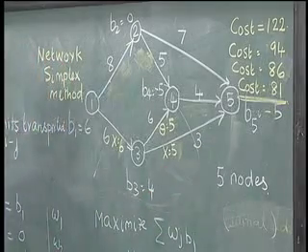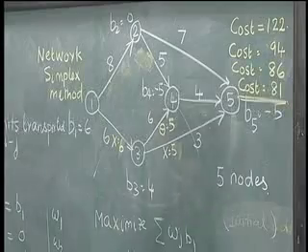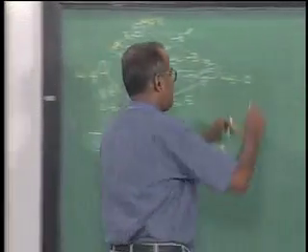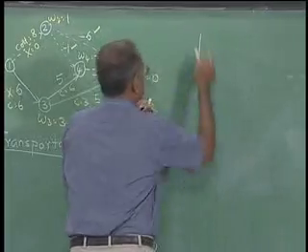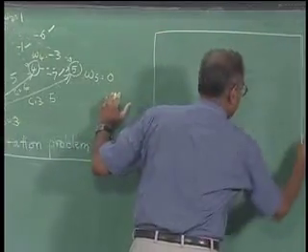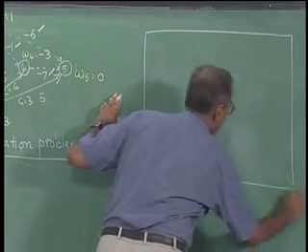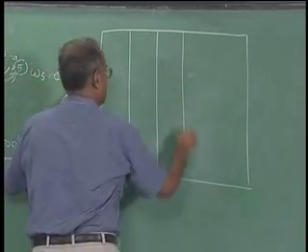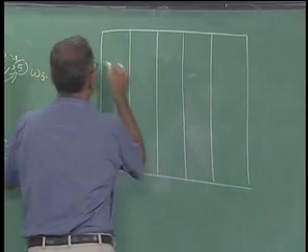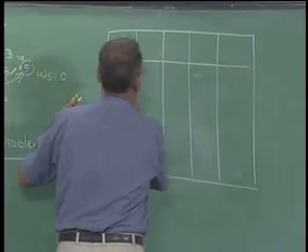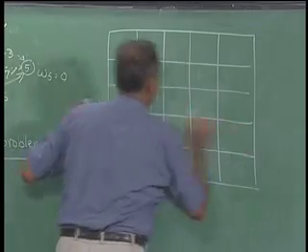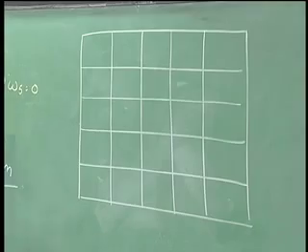Next, let us see whether there is a transportation equivalent to the minimum cost flow problem. The answer is yes. What we can do is create a 5 by 5 transportation problem.